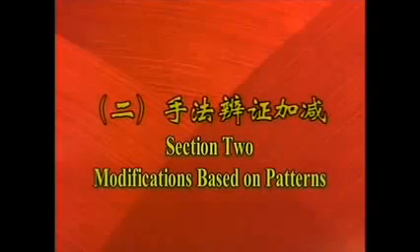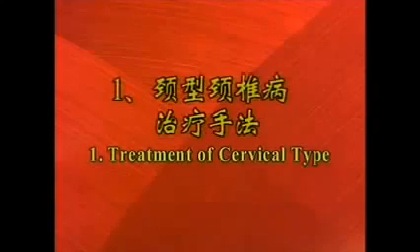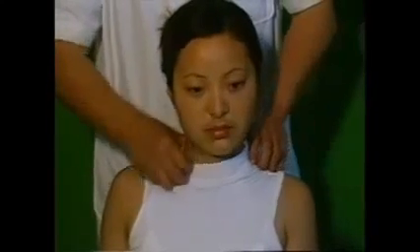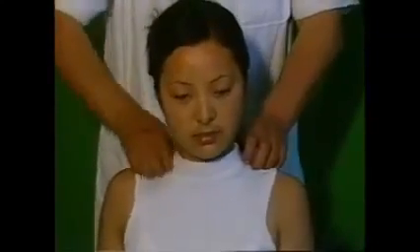Section 2. Modifications based on patterns. 1. Treatments of cervical type. Protocol. Common hand techniques. Key points: press and knead muscle spasms and local points. A. Neck and shoulder one-finger technique. Work on the healthy side first, then the affected side.